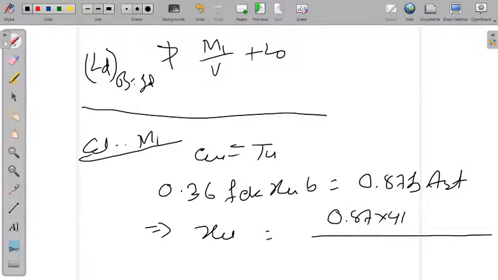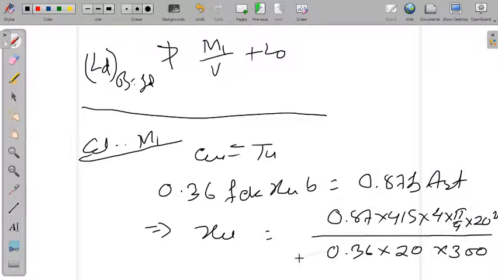So this implies xu is equal to what is available. 0.87 fy is how much? 415. What is the Ast here? Ast here is 4 numbers of 20 dia bars, so 4 into pi by 4 into 20 square, divided by 0.36. What is the grade of concrete given? It is given as 20, and b is given to us as 300, the width of the beam. If we do this calculation, how much is xu coming? xu is coming 209.94 mm in case of under reinforced or balanced sections.